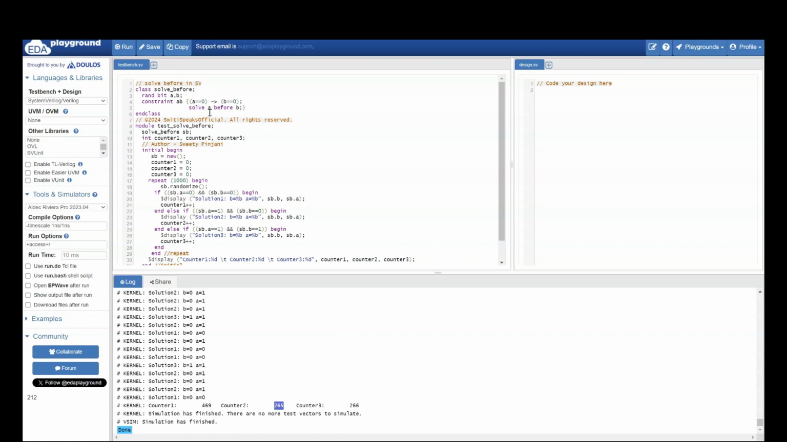Now what we are going to do, we are going to make it as solve B before A. If we solve B before A, what will happen? B will get solved before A. What are the possible values of B? B equal to 0 and B equal to 1. Now, when B equal to 0, A can be either 0 or 1.